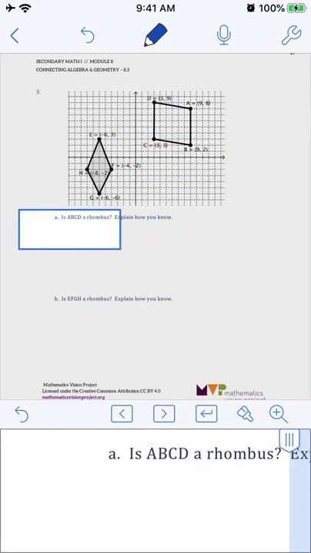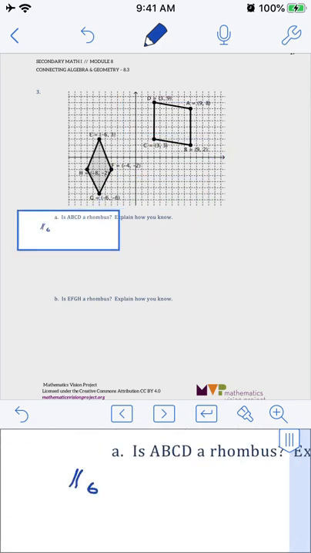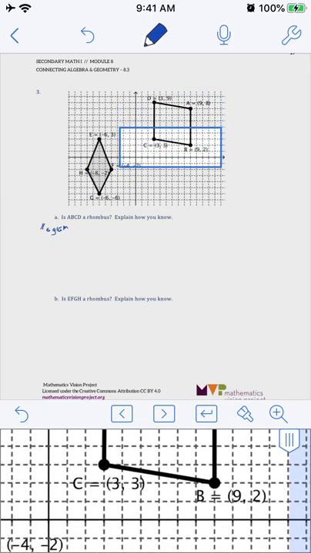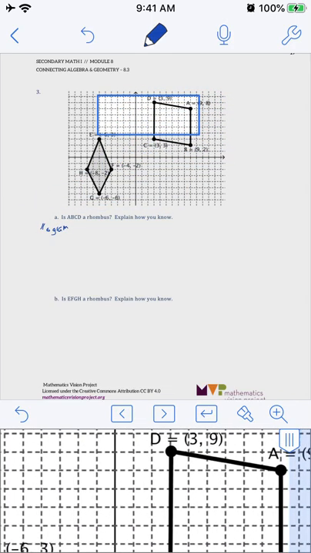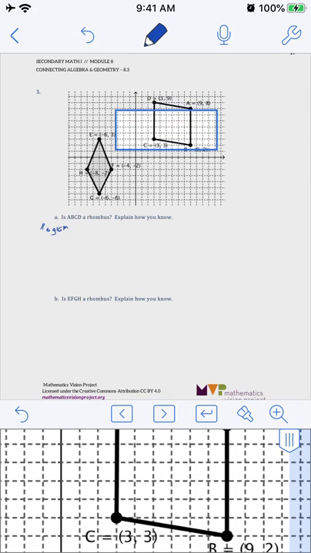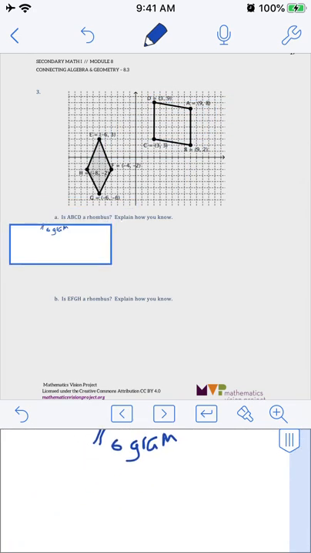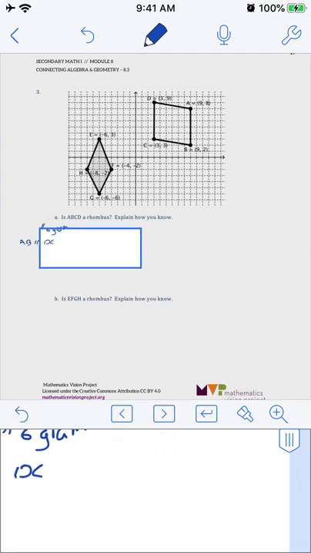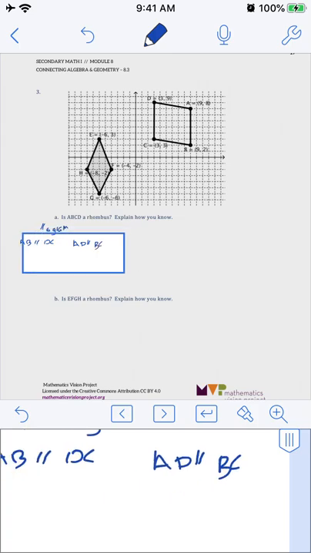Okay, first we need to see, is it a parallelogram? Which means, is AB parallel to DC, and is AD parallel to BC?